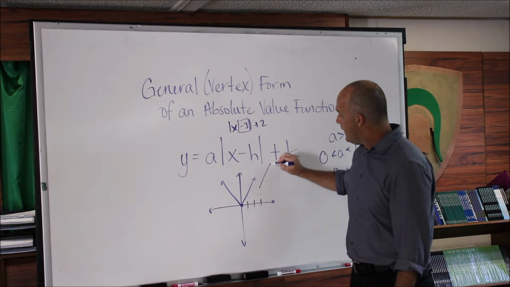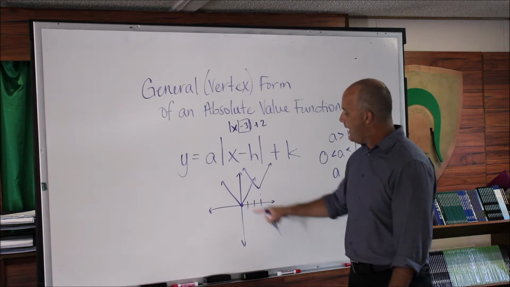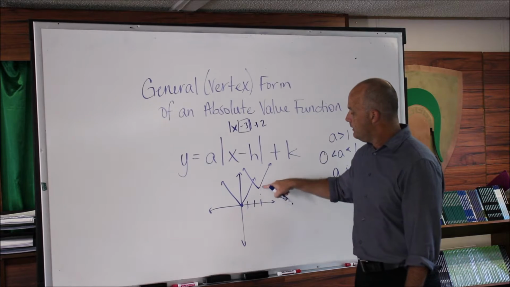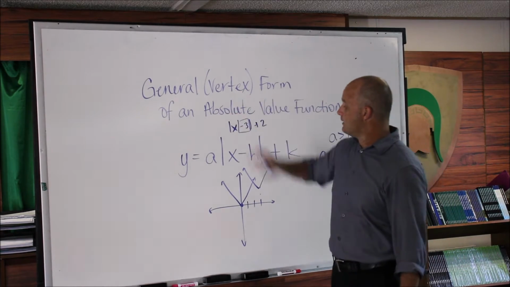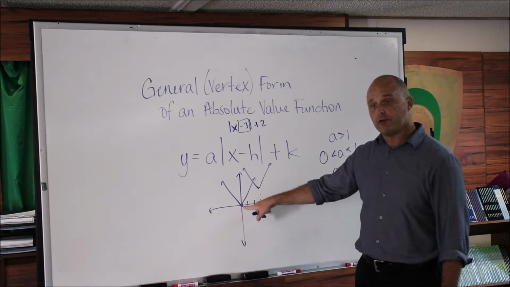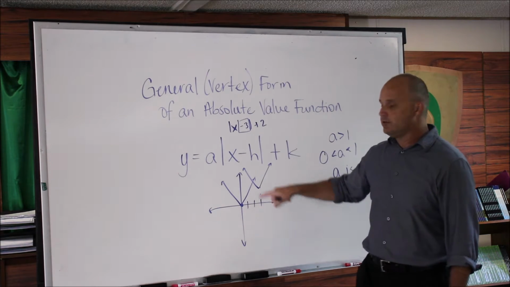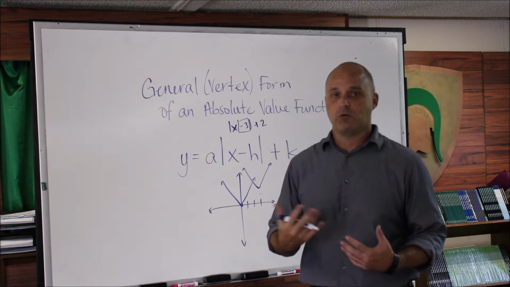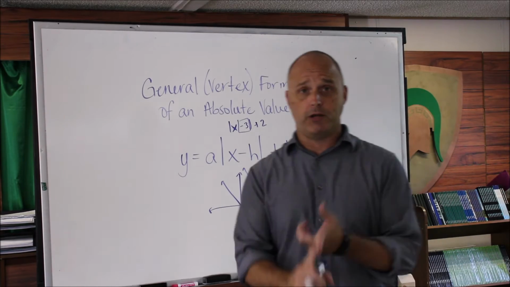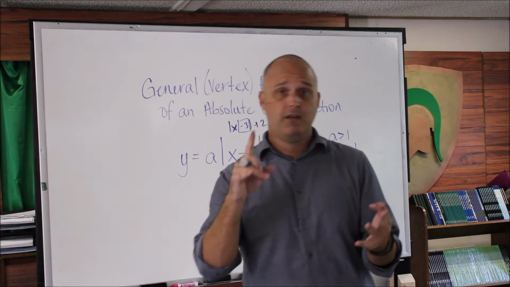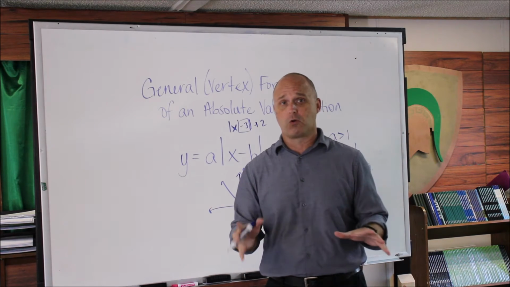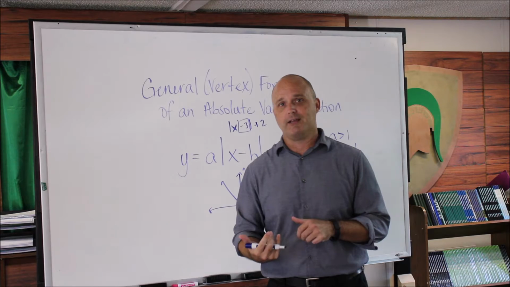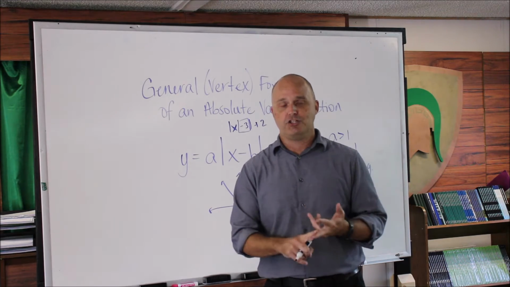So our graph would now look like that. It's been moved 3 units right and 2 units up. And that's why we say this is vertex form, because what we've done is we've moved our vertex 3 units right and 2 units up. And that's going to work the same way whether we're doing quadratics, radicals, logarithms, exponential functions, whatever we're working on, it's always going to work that same way with a, h, and k.